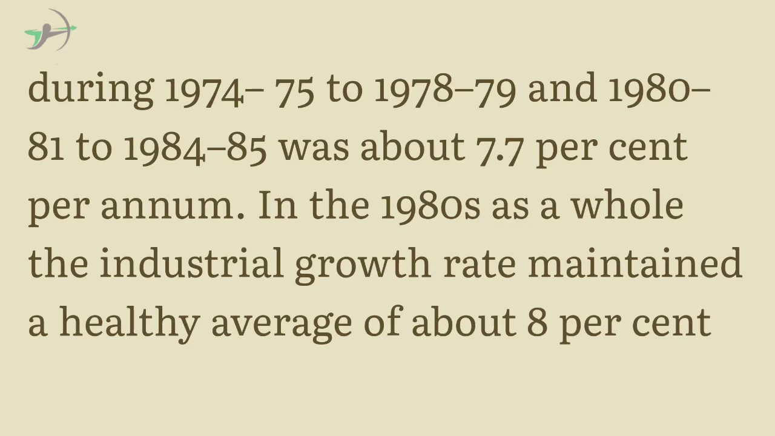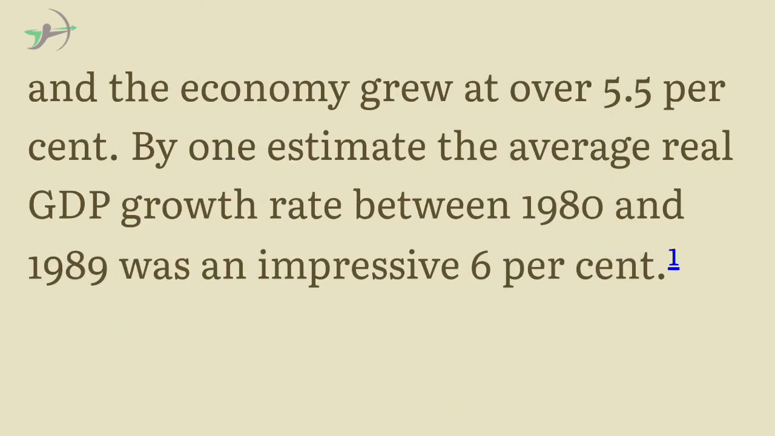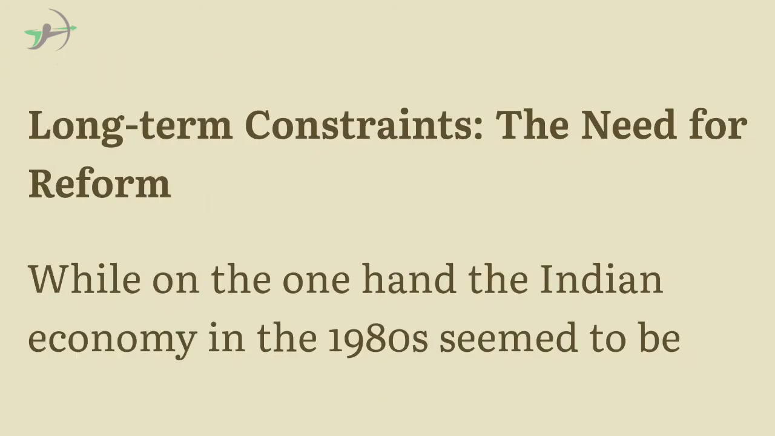In the 1980s as a whole, the industrial growth rate maintained a healthy average of about 8% per year. Again, it was in the 1980s that the barrier of the so-called Hindu rate of growth, of 3 to 3.5% that India had maintained over the previous 2 decades, was broken and the economy grew at over 5.5%. By one estimate, the average real GDP growth rate between 1980 and 1989 was an impressive 6.1%.